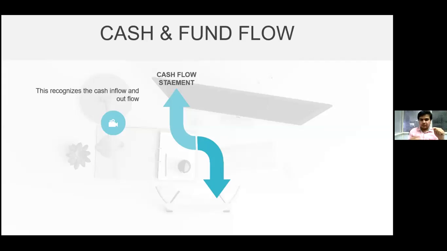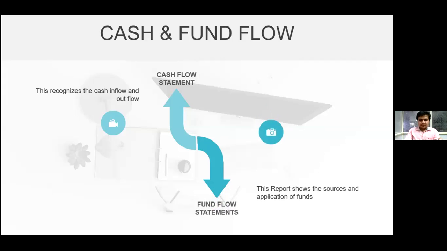That outflow, you have paid something. So what you get is a closing balance at the year end. So it shows a statement of how much cash has flowed into your company and how much has gone out of the company. And the second one is fund flow statements.